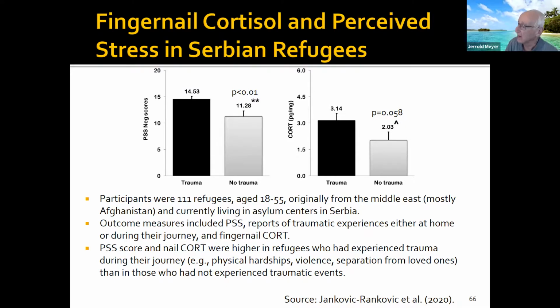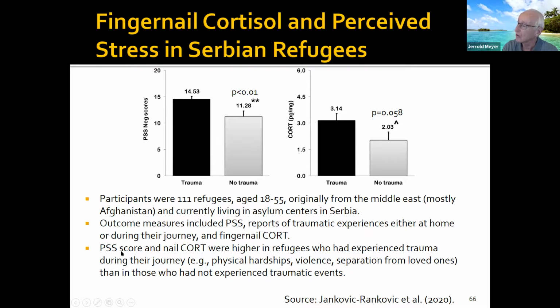So this was a study on refugees living in an asylum center in Serbia. The refugees were from the Middle East, 111 of them. And it was decided that they were more likely to be willing to provide nail samples compared to hair samples. The outcome measures included the PSS, fingernail cortisol, and reports of traumatic experiences, either in their home country before they emigrated or during their journey.